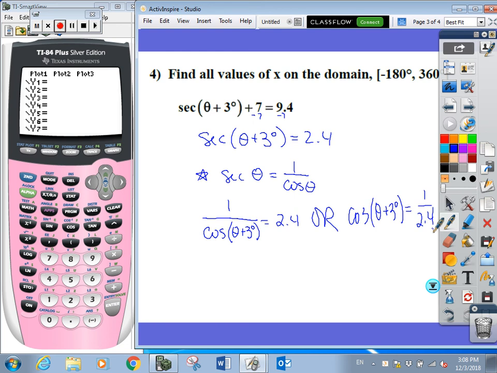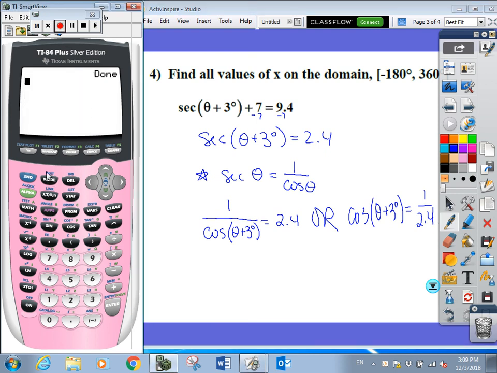Do y'all want me to put the left side or the right side in the calculator? Left, because that's kind of uglier. So I'll show you what it looks like. All right, so we're in the right mode. Yep, we're in degree mode. So y equals 1 divided by cosine. We could go ahead and just use x plus 3. And then 2.4. And then graph it.